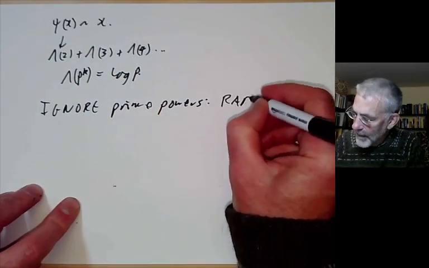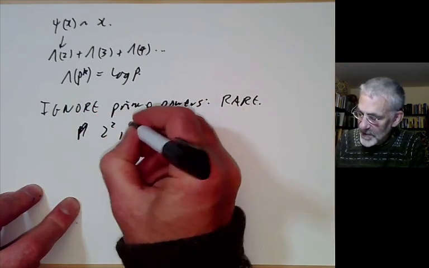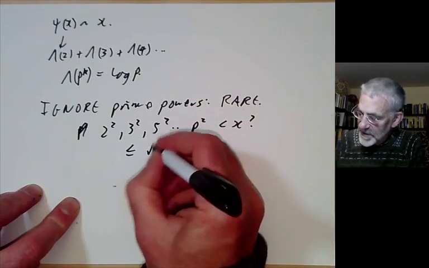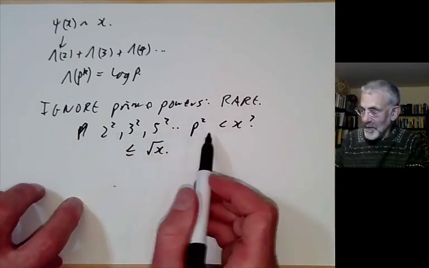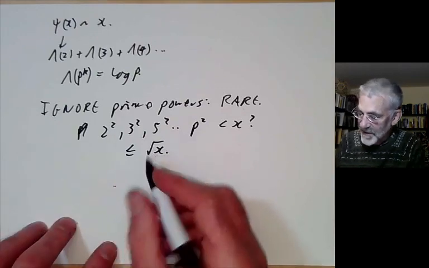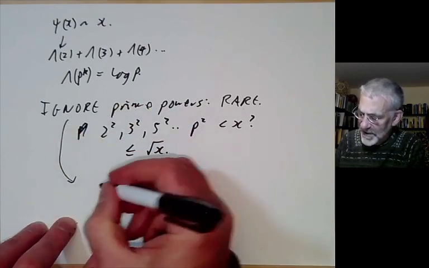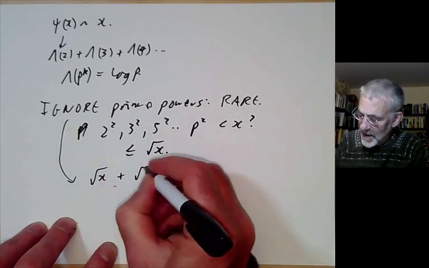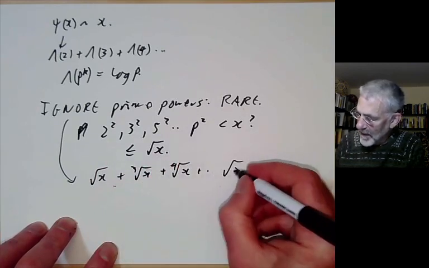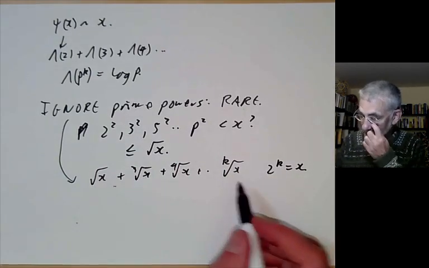So what's the number of prime squares, you know, 2 squared, 3 squared, 5 squared, up to p squared less than x? Well, it's going to be at most the square root of x, because the number of squares less than x, whether or not they're prime squares, is going to be at most the square root of x. And similarly, the number of prime cubes is going to be at most the cube root of x. So the number of prime powers less than x is going to be at most the square root of x plus cube root of x plus fourth root of x, and so on, up to some kth root of x, where 2 to the k is equal to x, because there's no need to go further than that.